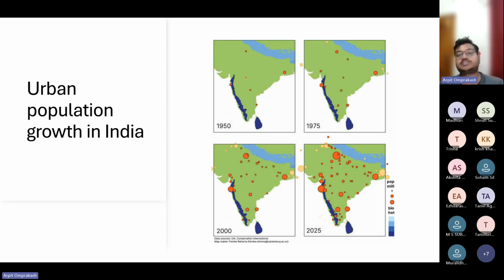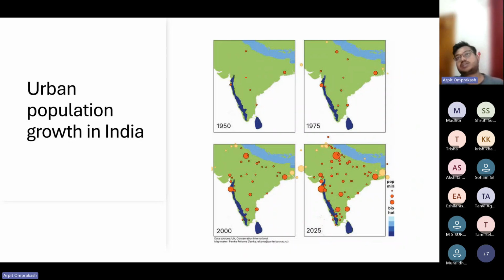So what we see here is that when we juxtapose both the urban population density and the biodiversity hotspots, more and more cities are overlapping with these biodiversity hotspots. More and more people are also going and settling in the cities because of a better life and so on.